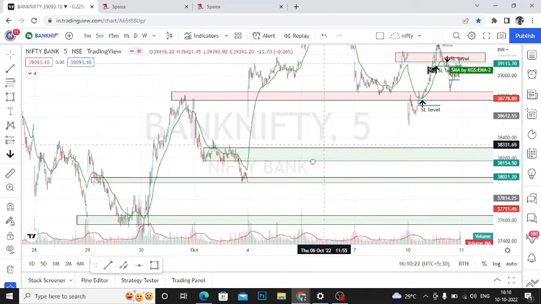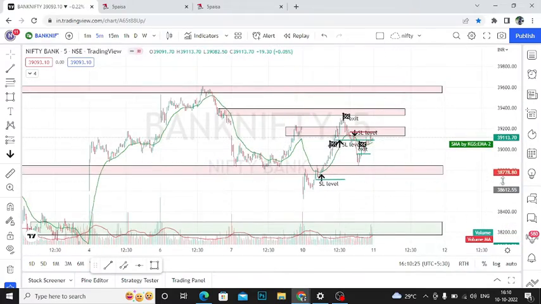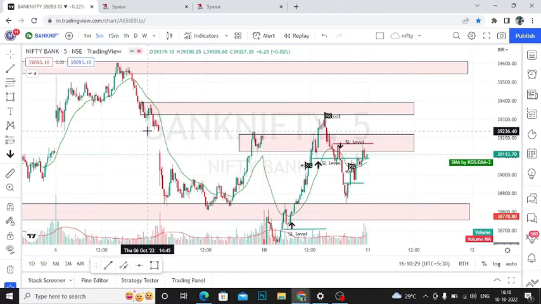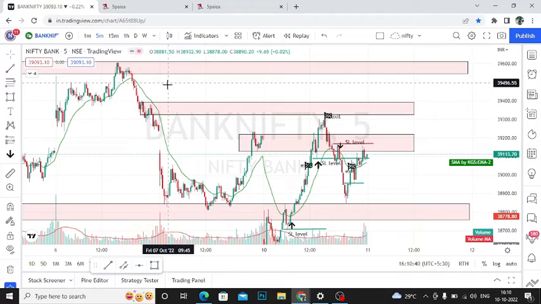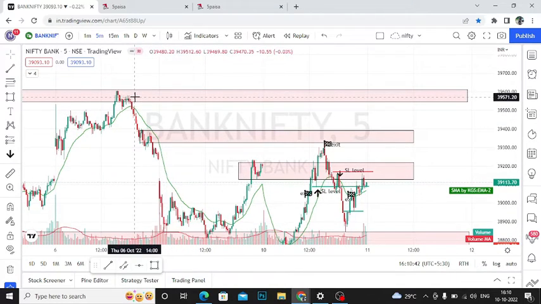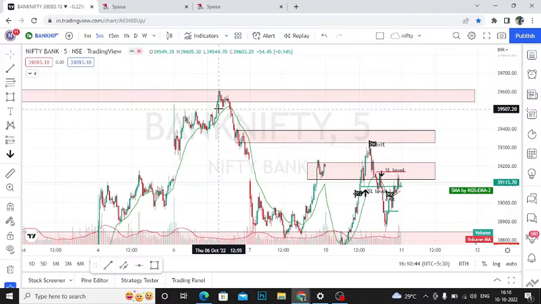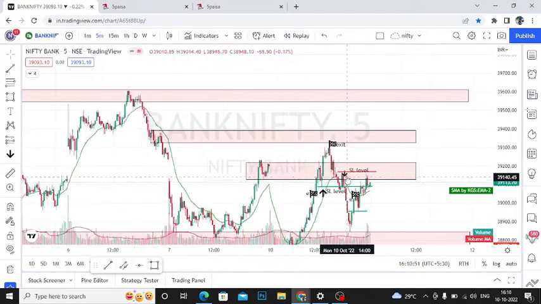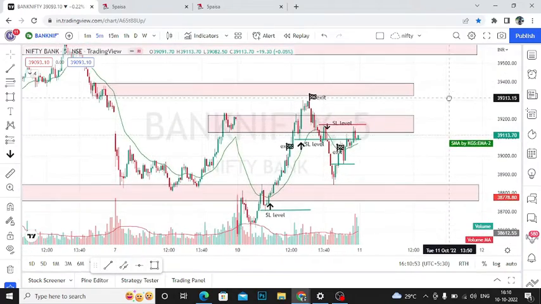This is a potential resistance area from 6th of October. This is a potential resistance area, and this is a potential selling zone. This is another important selling zone area from 6th of October, because from this level there was a sharp selling which had happened on this day. So these are the important levels that I had marked for today.